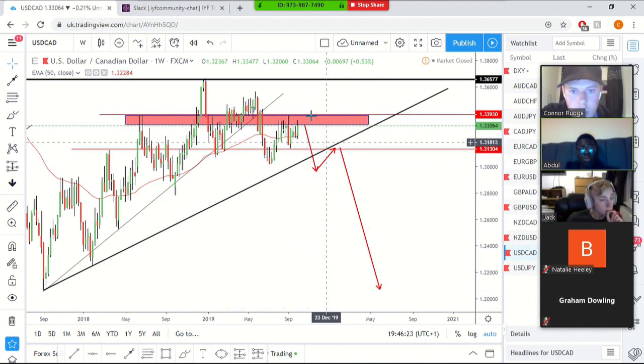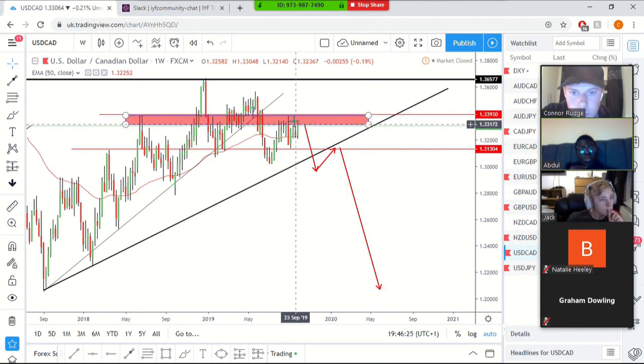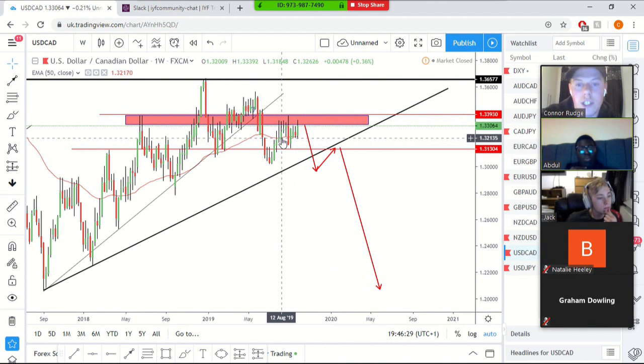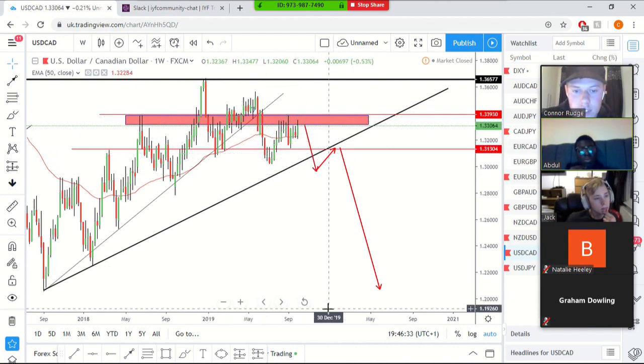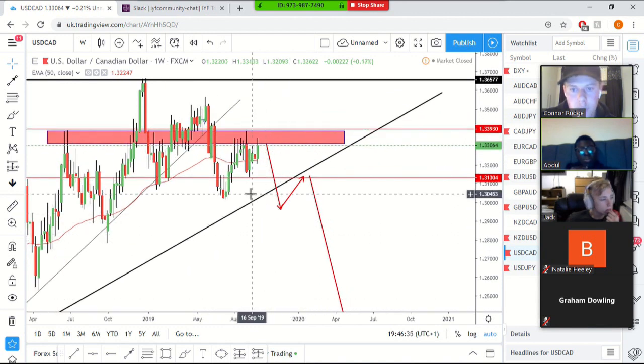However, long term, I want to see a massive rejection off of here, whether we can get a candlestick pattern or just something that really signals the long. We have also got this 50 EMA that price is currently sitting on, so if we can close below the 50 EMA, it would be quite nice.